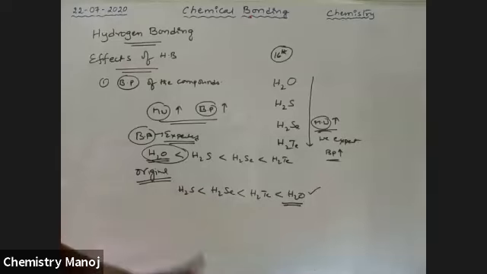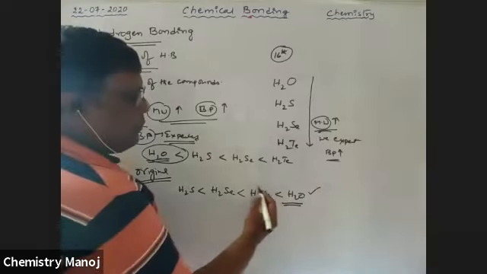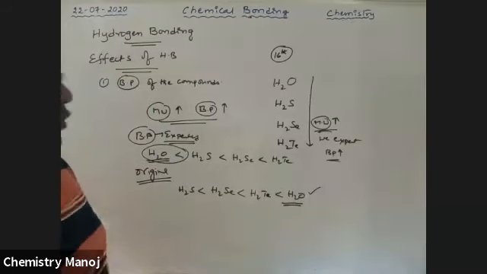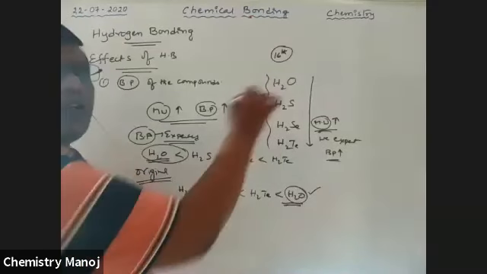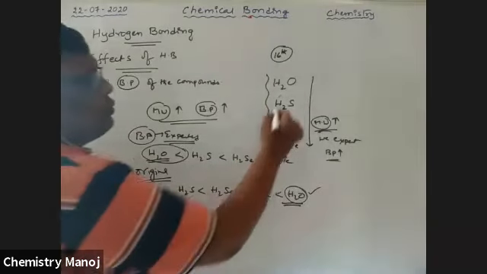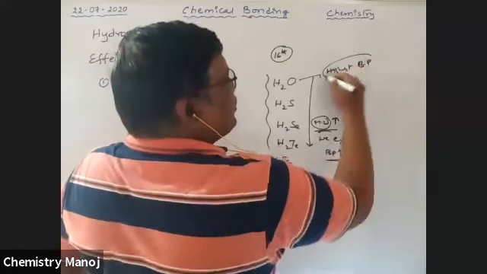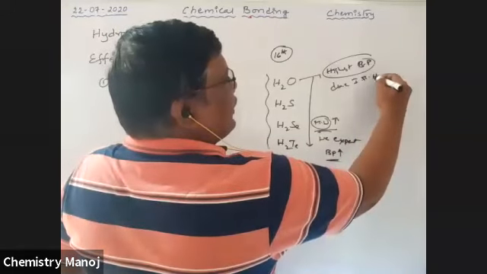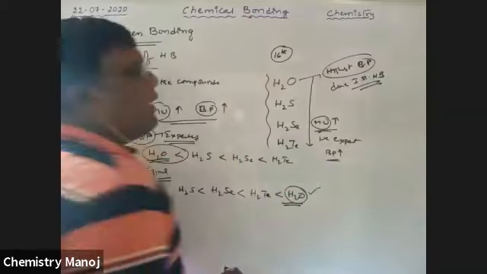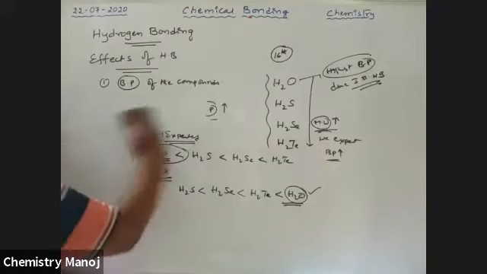Therefore, the order of boiling points is H2S less than H2Se less than H2Te, tellurium, less than H2O. Water has the greatest boiling point among the hydrides of 16th group elements. That is due to intermolecular hydrogen bonding. See here, I will explain the concept.